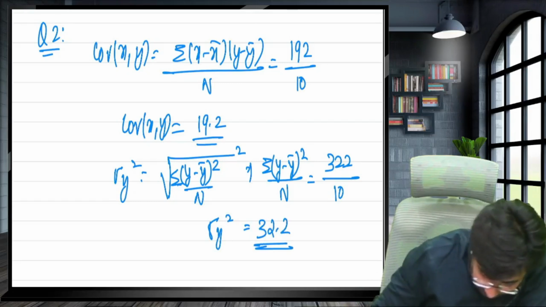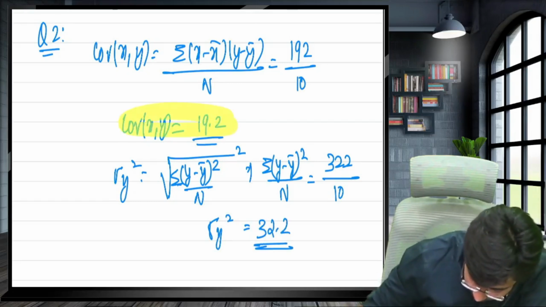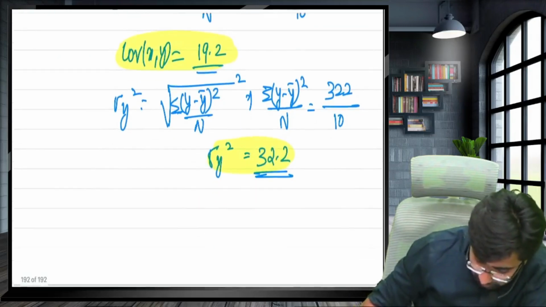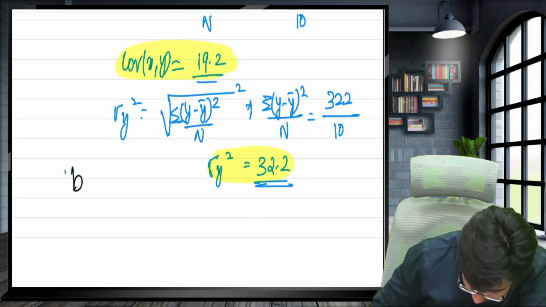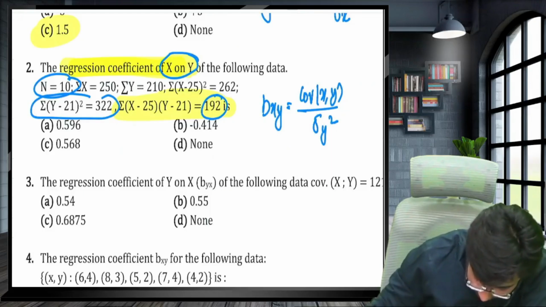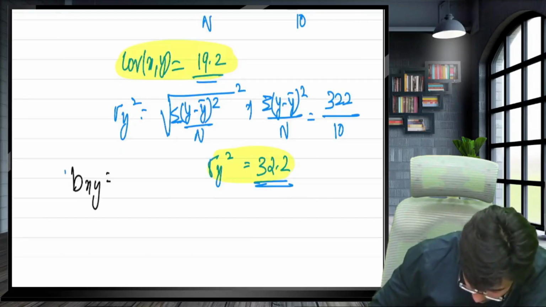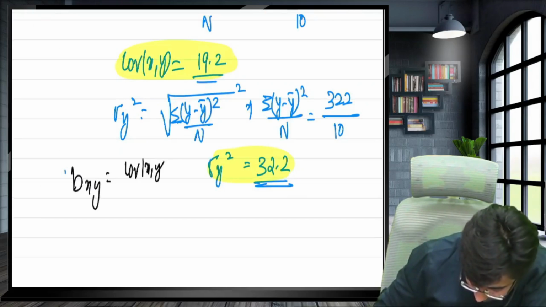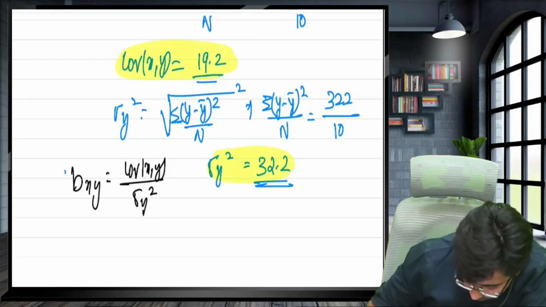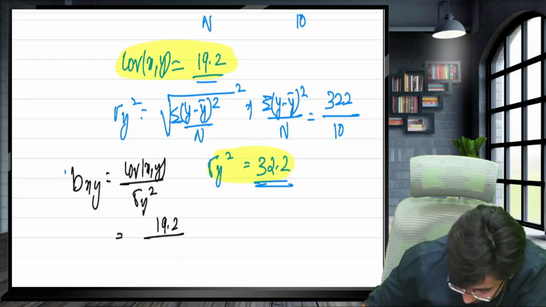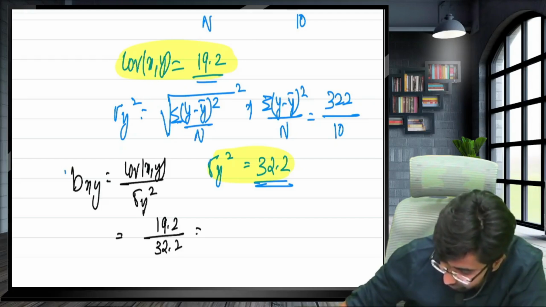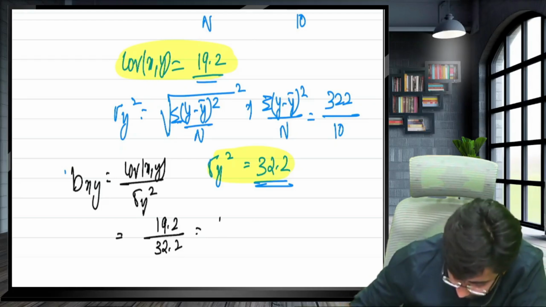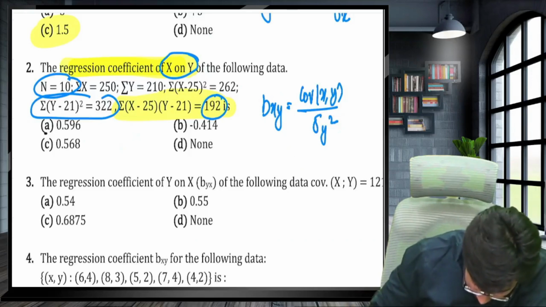So guys, the standard deviation of y square will be 32.2. Say yes or no. Now you have covariance and you have standard deviation of y square. Guys, can you compute b, sorry, x on y? Covariance between x and y divided by standard deviation of y whole square, 19.2 divided by 32.2, 0.596. Option A.